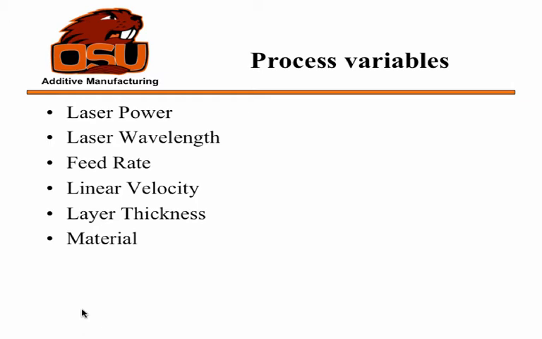The process variables which affect the final part quality are laser power, laser wavelength, feed rate, linear velocity, layer thickness, and the material we are using. It can be the material of the substrate, or the material we are feeding into the system. As I mentioned in my last presentation, increasing or decreasing the laser power, feed rate and scanning velocity may have an effect on the surface roughness, part quality and dimensional accuracy.